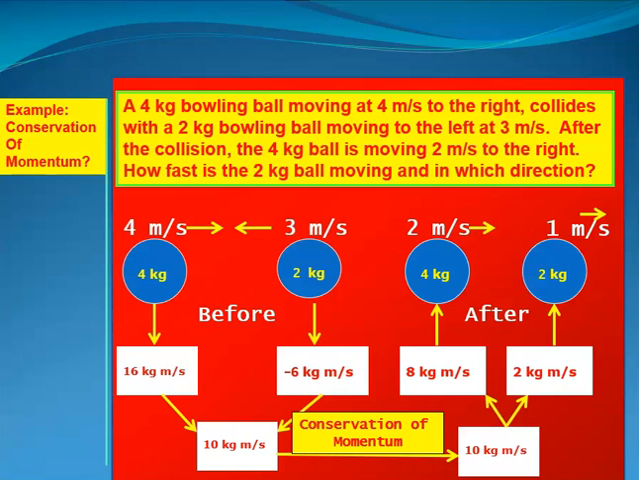Okay, so that's how you do that, and this is called an elastic collision because when bowling balls hit each other, they don't bend, they don't deform, they just bounce right off of each other. That's an elastic collision.